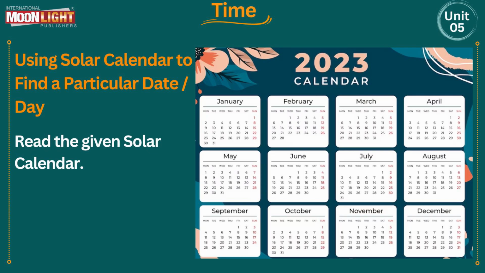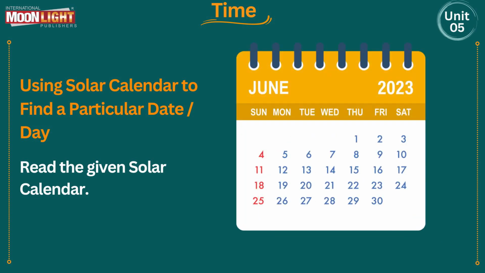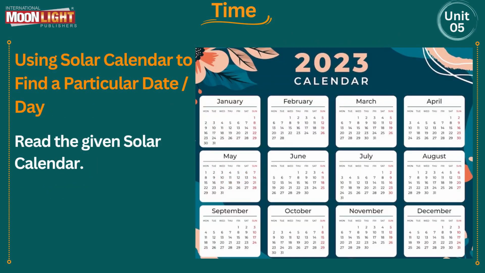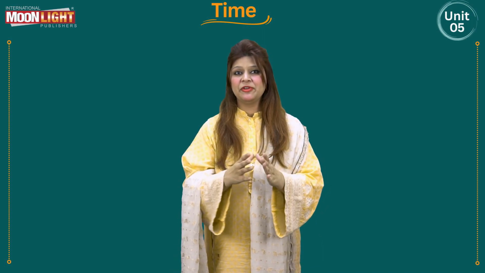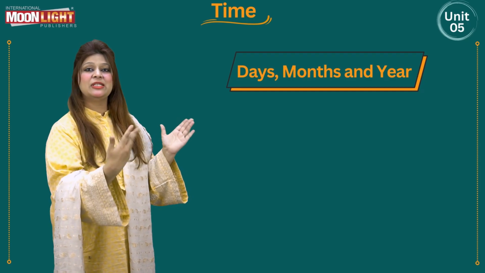So read the given solar calendar. This calendar starts from January, February, March, April, May, June, July, August, September, October, November, December. We have 12 months in every solar year. Do consider this calendar, the year 2023 calendar. From this calendar, we are going to find out a specific day and date. But before starting, we need to find out how many days are in a month and how many months in a year.